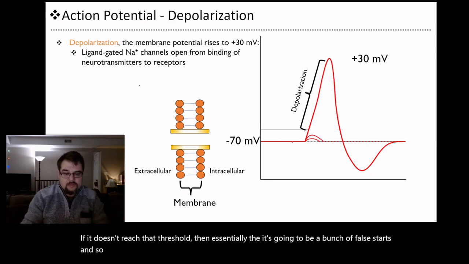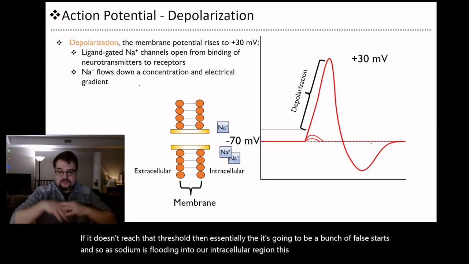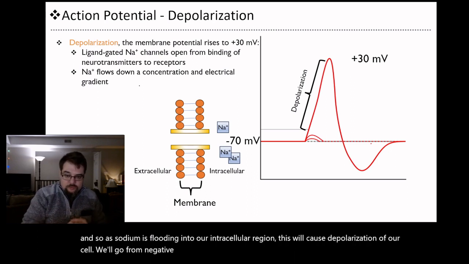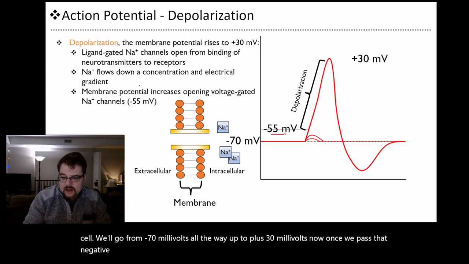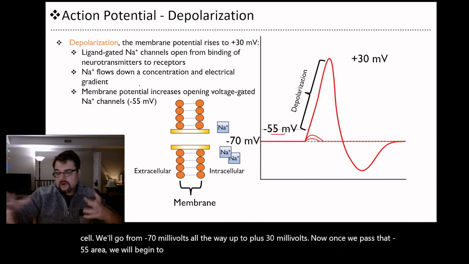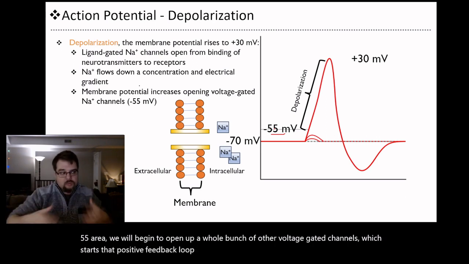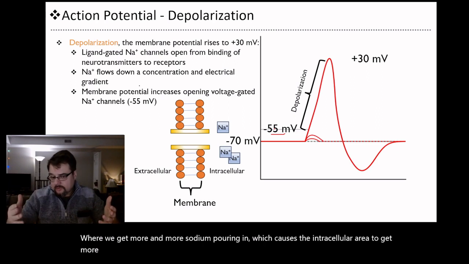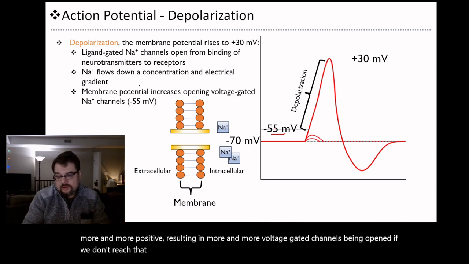And so as sodium is flooding into our intracellular region, this will cause depolarization of our cell. We'll go from negative 70 millivolts all the way up to plus 30 millivolts. Now, once we pass that negative 55 area, we will begin to open up a whole bunch of other voltage-gated channels, which starts that positive feedback loop where we get more and more sodium pouring in, which causes the intracellular area to get more and more positive, resulting in more and more voltage-gated channels being opened. If we don't reach that threshold, we get a bunch of these false starts.